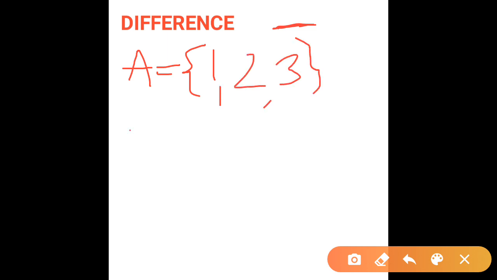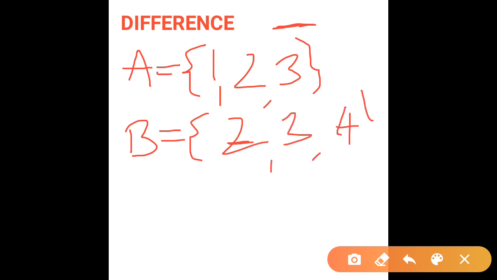Minus symbol. So if we take A has 1, 2, 3 elements and B has 2, 3 and 4. So now what about A minus B? Means A difference B.